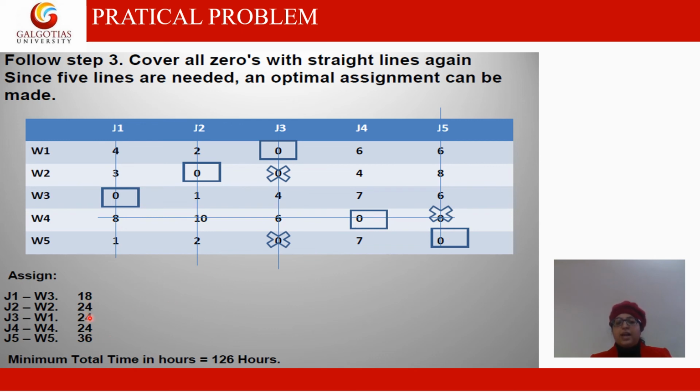Now, you will be looking at what values we have taken. These values have been taken from the first table which has been given to us in the question. So, I am going to put those values which I have taken from the first table. Like in the first table, W3 in the J1 column, it was 18. In the second column, in the initial table, I had this value 24. And in the third, J3, the first element in the initial table was 24. Similarly, in job 4 and 5, it was 24 and 36.